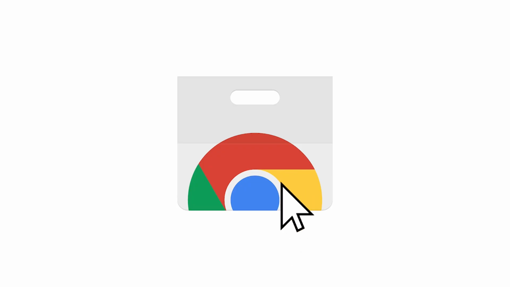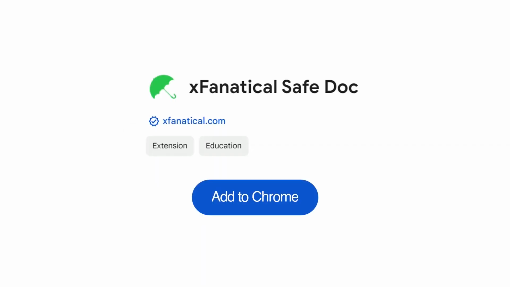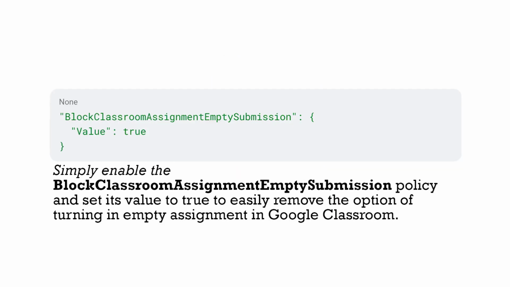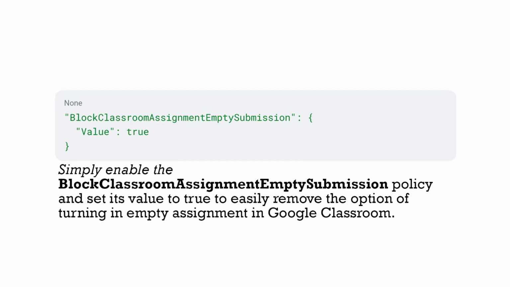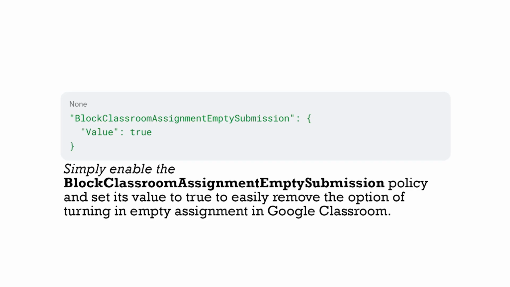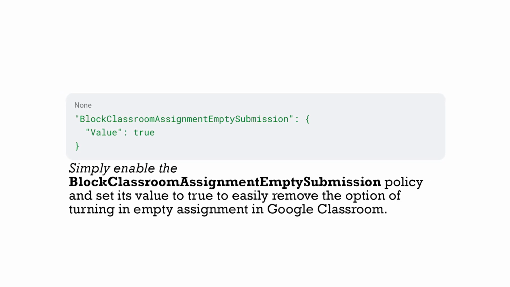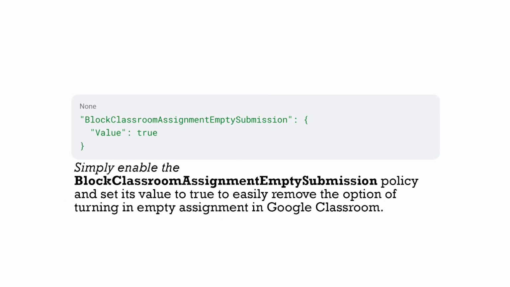Getting started is a breeze. Go to the Chrome Web Store page, search for SafeDoc, then click Add to Chrome to add this extension. Once it is installed, simply enable the Block Classroom Assignment Empty Submission policy and set its value to True to easily remove the option of turning in empty assignments in Google Classroom.